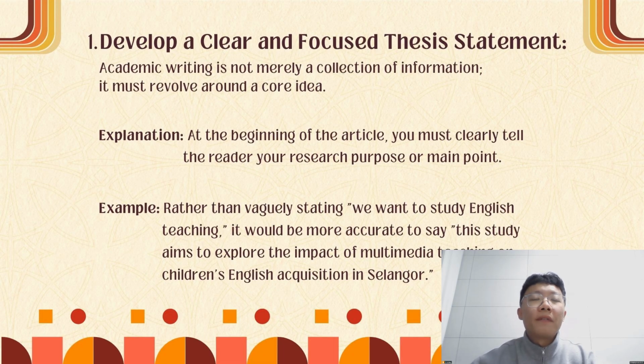Okay, let's start from the first one. Develop a clear and focused thesis statement. So basically, academic writing is not merely a collection of information. It must revolve around a core idea. At the beginning of the article, we must clearly tell the readers our research purpose and main points. Before we start our academic writing, we should have some core idea in our mind.